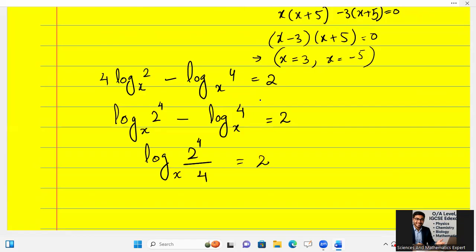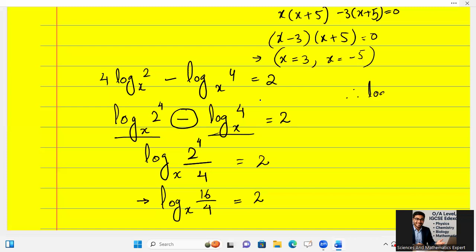What I am showing you is that when two logarithms are subtracted, you can write them in the form of a fraction. Then for this one, I will write 2 power 4 is 16 divided by 4, log to the base x is equal to 2. From here, this logarithmic function, according to the law, when log x to the base a is equal to y, we can write it as a power y is equal to x.